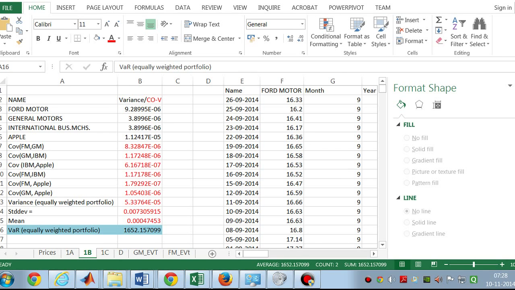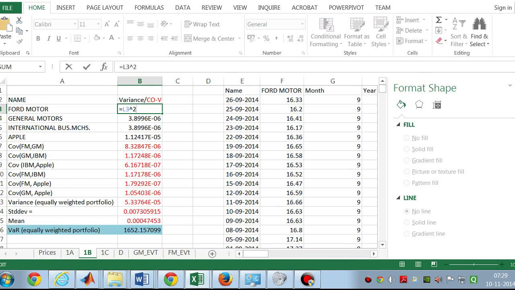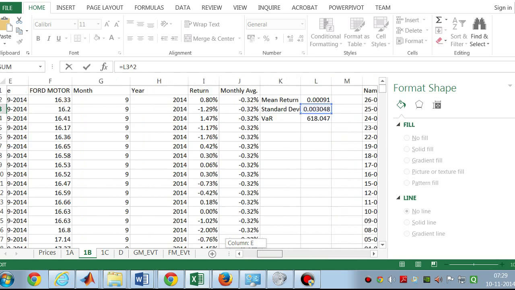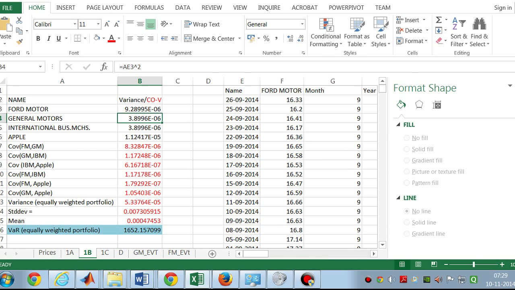Now, given I know the weights of each portfolio, I can calculate the covariances of each portfolio. So given in the columns A and B, you get the variances. So what are the variances? Well, L3 to the power 2, and what is L3? It's the standard deviation. So the variances are the square of the standard deviations, and so we get the variances, and then we have the covariances.